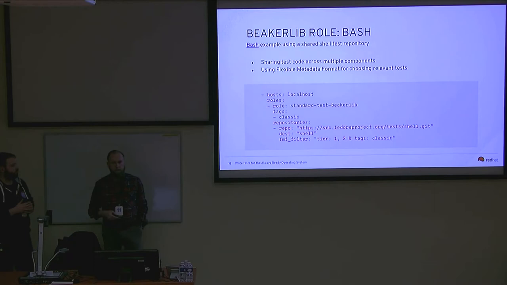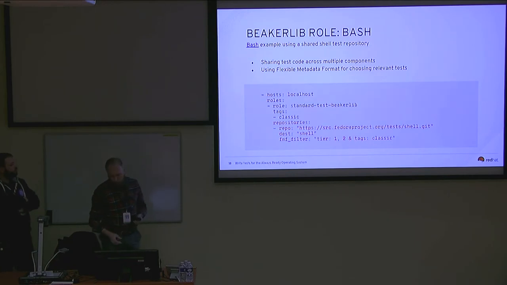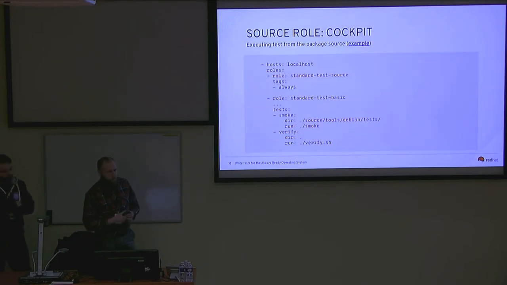If the number of tests grows, then instead of listing a very, very long list of tests which should be run, you would use the metadata, which are stored directly with the tests, and from there, using the FMF tool, you would select, I would like to run only tier 1 and tier 2 tests, which are relevant for the classic test subject. That would save you from updating the list of tests to be run in multiple repositories, for example, whenever you add a new test.